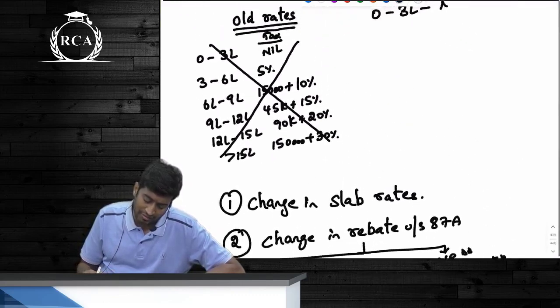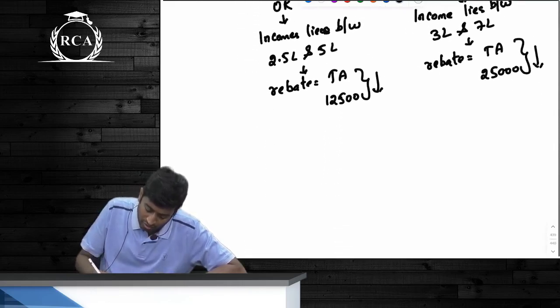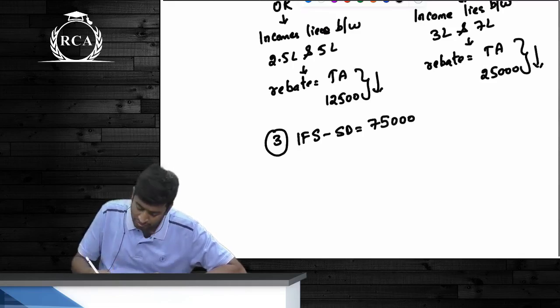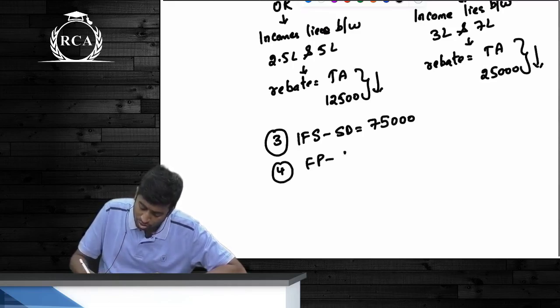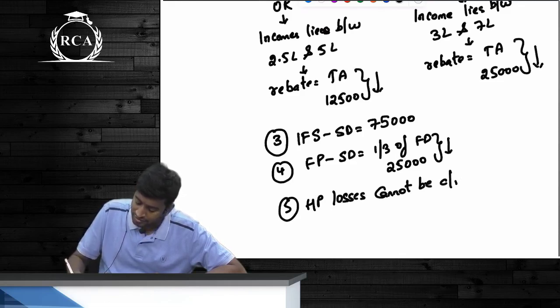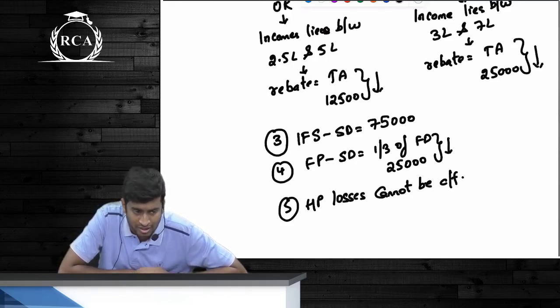Chalo. So what are the changes in 115 BSc? Number 1, change in slab rates. Number 2, change in. Third one, salary mein they have changed the standard deduction from 50,000 to 75. Number 4, family pension also. It is 1/3 of family pension or 25, whichever is, and HP losses cannot be carried. These are the 5 changes in new regime provisions, except that everything else remains the same.